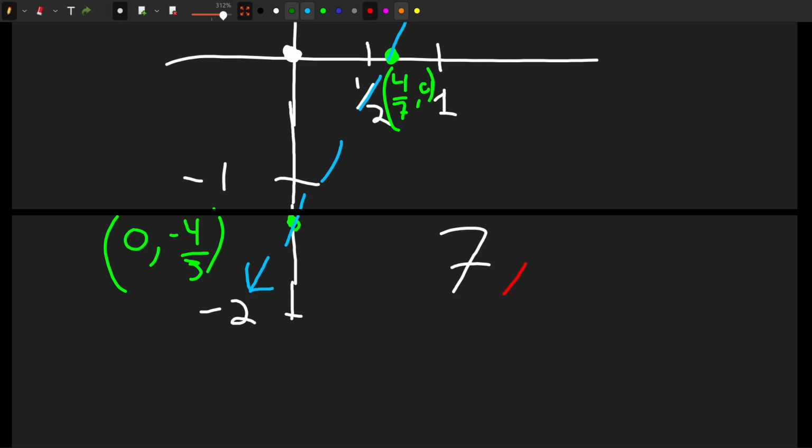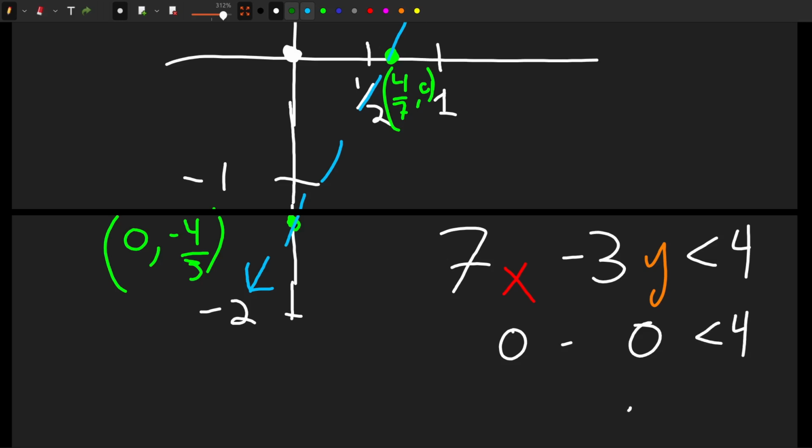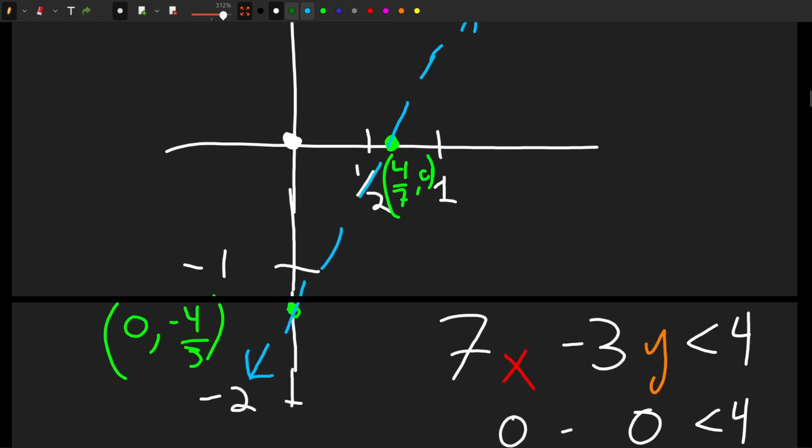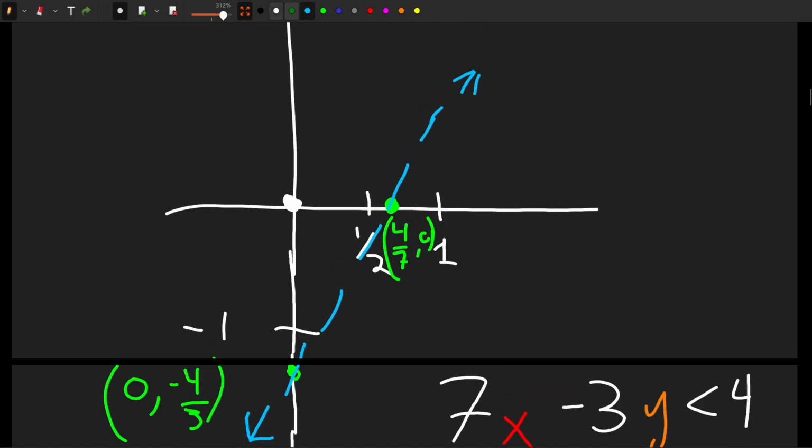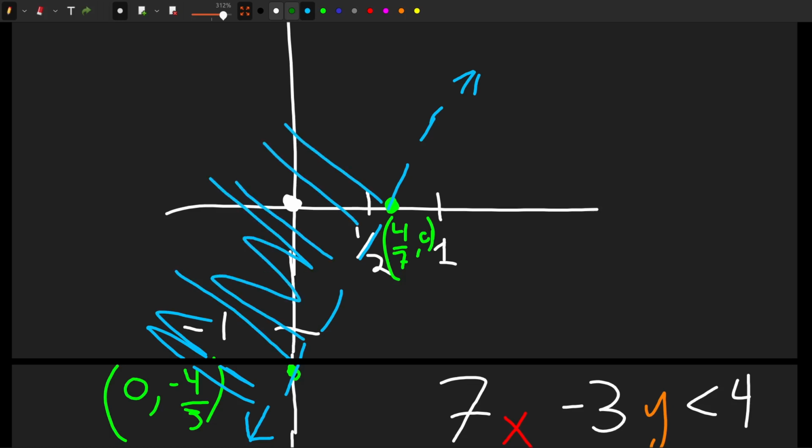We had 7x minus 3y is less than 4. I'm going to plug in 0 for both of these. And so since I'm plugging in 0, I get 0 is less than 4. And that is true. And so that means we're going to shade towards the origin. Awesome.